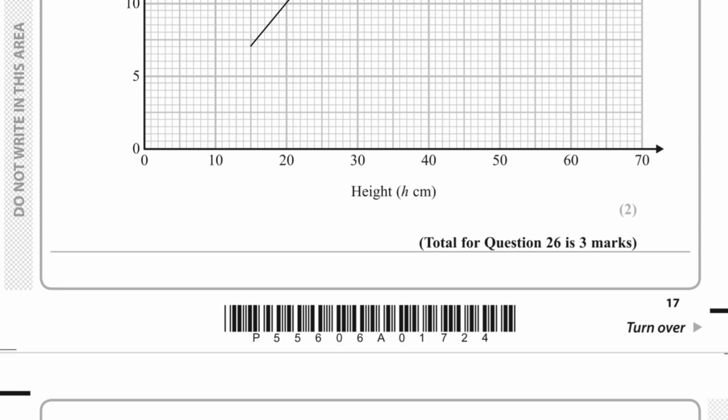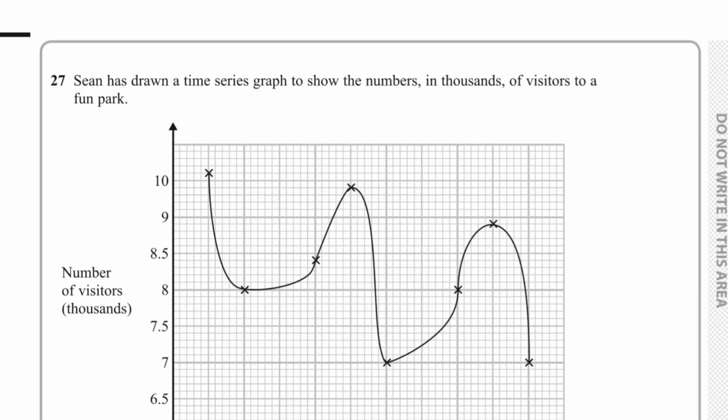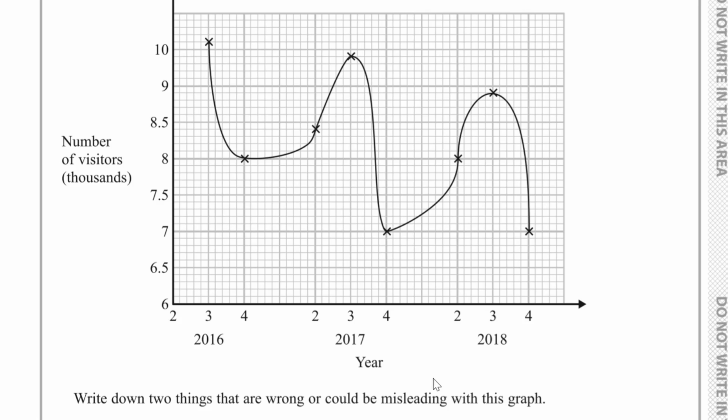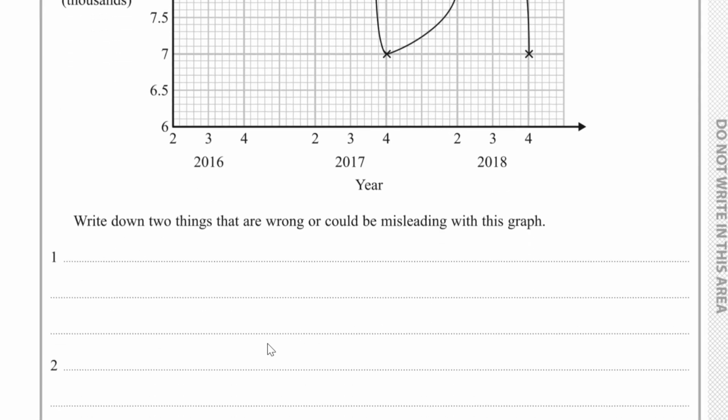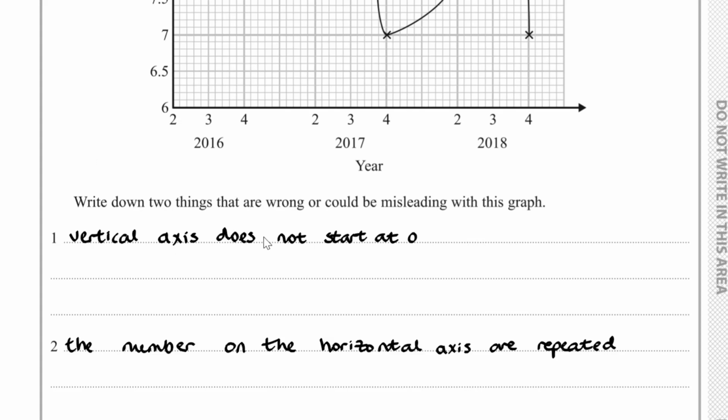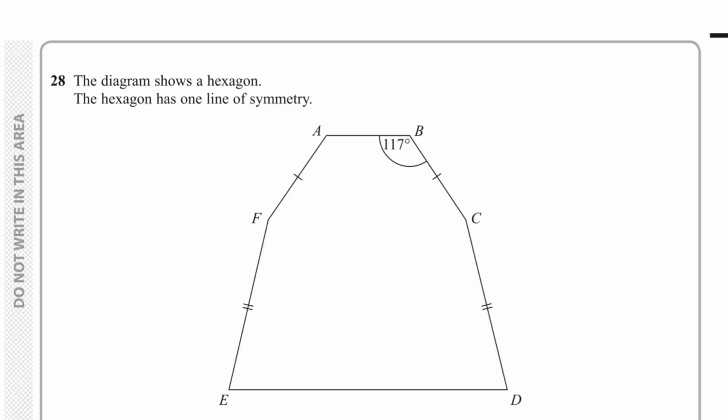Okay, so now for the next question. Sean has drawn a time series graph to show the numbers in thousands of visitors to a fun park, and we have the number of visitors here and the year. We have to write down two things that are wrong or could be misleading with the graph. So the vertical axis does not start at 0, that's one problem, and the next problem, the numbers on the horizontal axis are repeated.